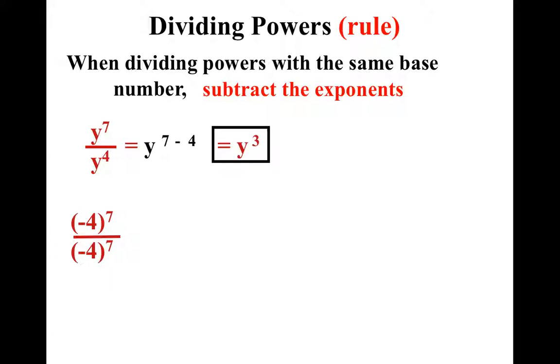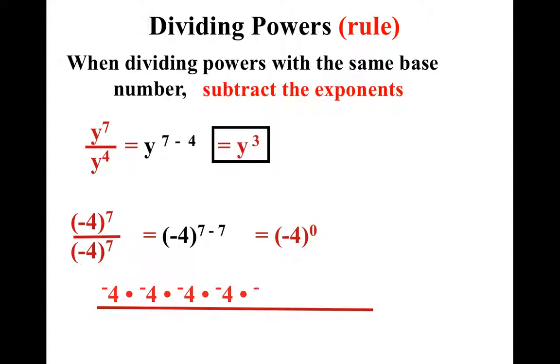If we do this, what do you think the answer would be? Well, if we do 7 minus 7, we end up getting negative 4 to the 0 power. Holy cow, can we have a 0 power? Yes, we can. What would that look like? Let's take a look.